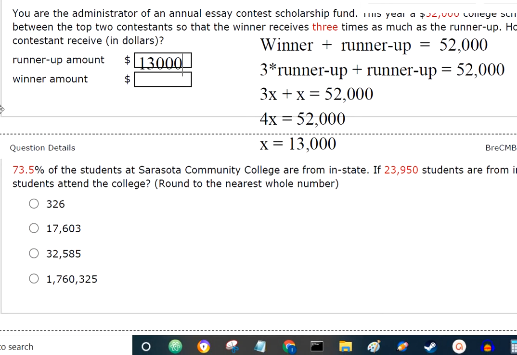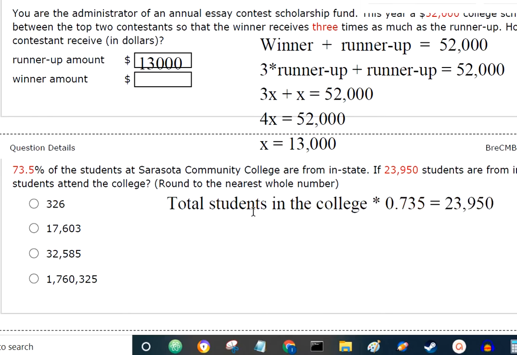Question 22. We did encounter this one before, but just to help you out with this problem, they're saying 73.5% of the students at a college are in-state. And so 23,950 students are from in-state. So how many students total attend the college? If you take the total students in the college and multiply it by the decimal form of the percentage that represents in-state students, this quantity should equal the number of in-state students. Take all the students, multiply by that percentage, and what's left over should be the in-state students.